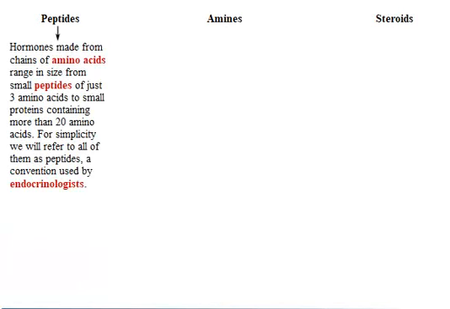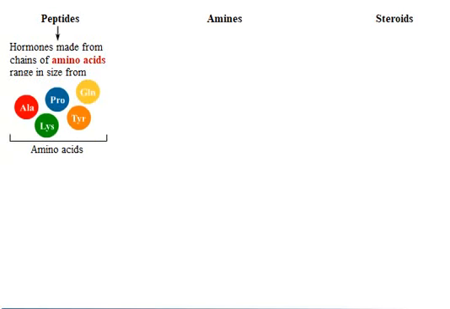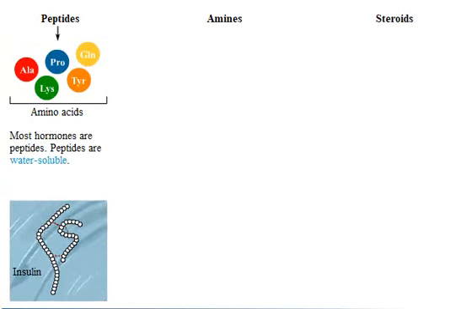Hormones made from chains of amino acids range in size from small peptides of just 3 amino acids to small proteins containing more than 20 amino acids. For simplicity, we will refer to all of them as peptides, a convention used by endocrinologists. Most hormones are peptides. They are water-soluble. We will study synthesis of the peptide insulin in detail in the next pages.